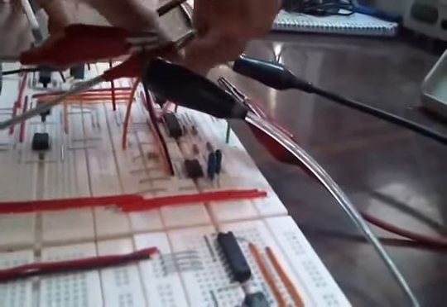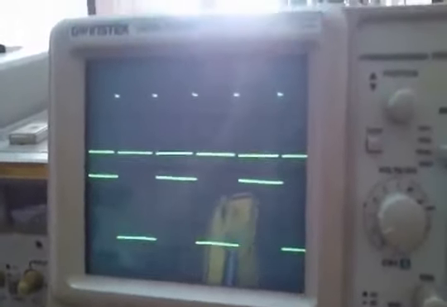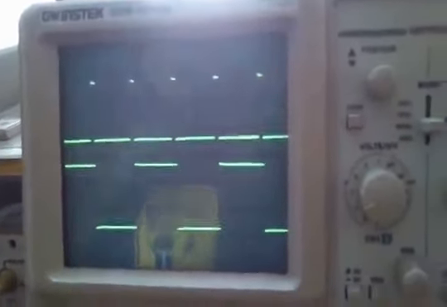This is the main clock of our system. We generated it with a 555 timer. Now this is the output of our T flip-flop. This T flip-flop is needed for producing the shifted clock. We'll see that later.